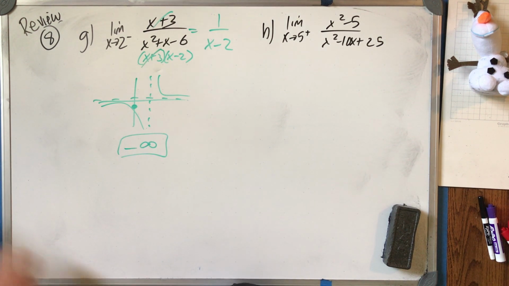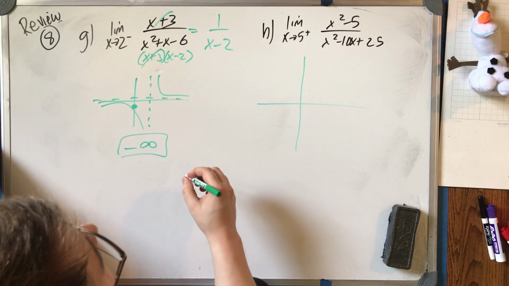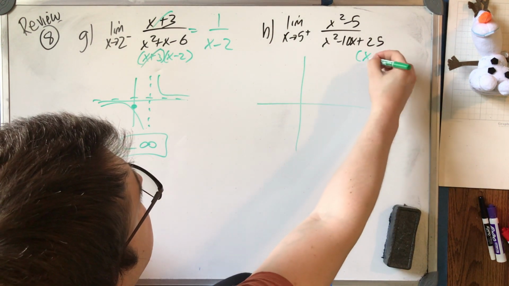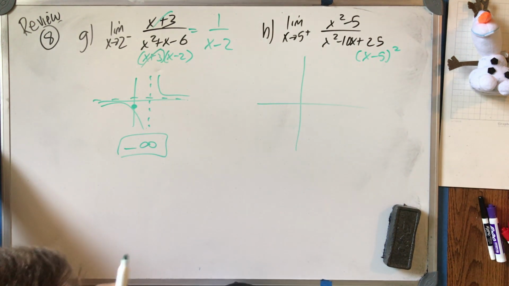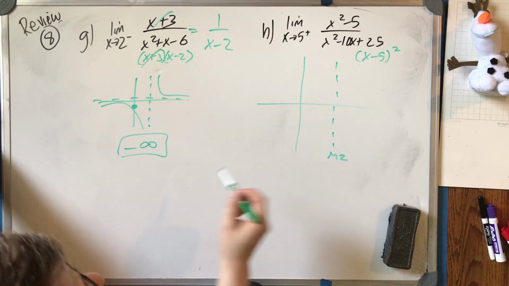H, same exact idea. This time there's nothing that's going to cancel. I'm just going to do a quick sketch of this thing. This actually does become x minus 5 squared. That makes life a little bit easier. So I have a vertical asymptote way over here at 5, multiplicity of 2.